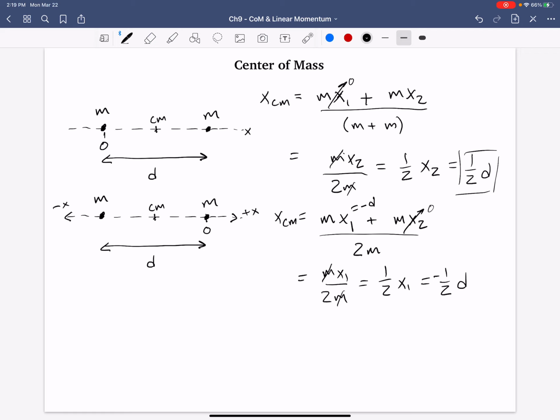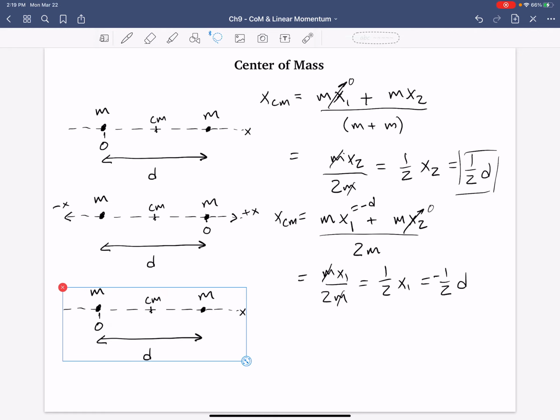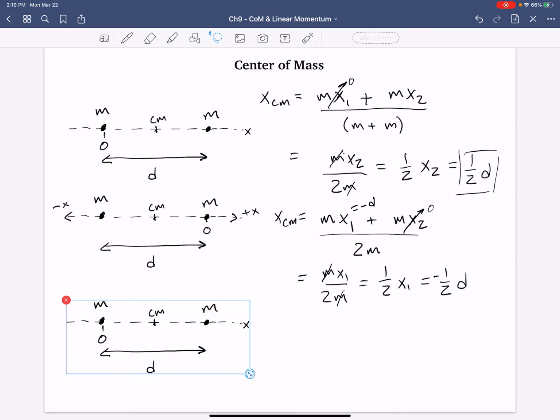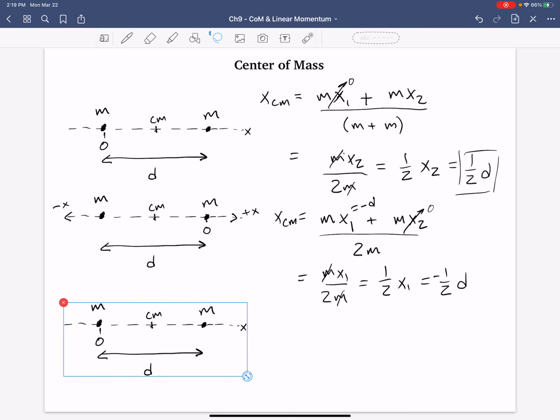Okay? So let's do it one more time. But now, instead of the masses being the same, let's make them not the same. Let's say that's 2m. Let's put the 0 position, tell you what, let's do it.